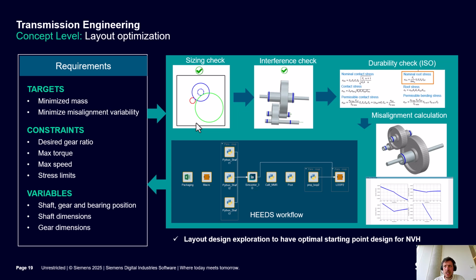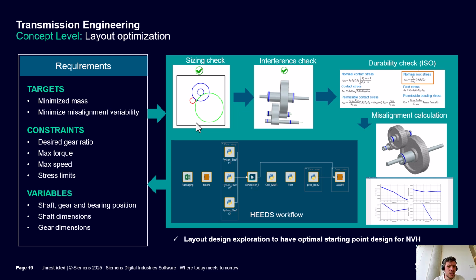Why misalignment variability? It's because it's a good indicator, or a good strategy, to later on optimize the microgeometry. Because if you minimize, let's say, the variation of misalignment as a function of torque, it typically also means that you can optimize your microgeometry across a wide range of torque conditions.